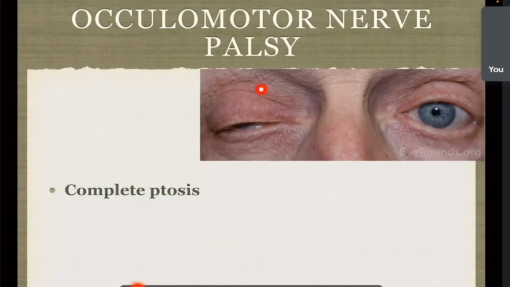Now, what about this? There is complete drooping of the upper eyelid, and that is known as complete ptosis, and that is seen when the levator palpebrae superioris is completely gone. So that is when the third nerve palsy is there. Okay, so when there is third nerve palsy, you will get complete ptosis, and when there is Horner's syndrome, you will get only partial ptosis.